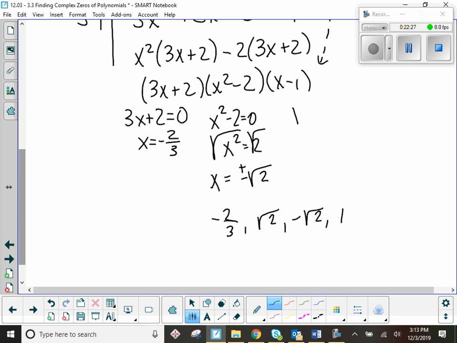So plus or minus square root of 2. So far, here's all the zeros I have. I have negative 2/3. I have positive rad 2, negative rad 2, 1. Kat, please read step 5 to us. Thank you. How many zeros do I have, class? 4. What was the degree? 4. So I'm good? All right.